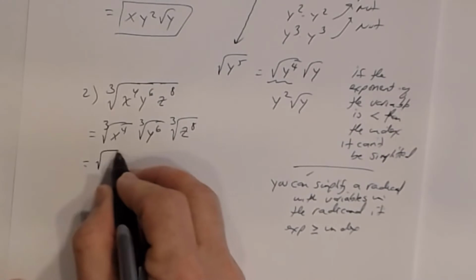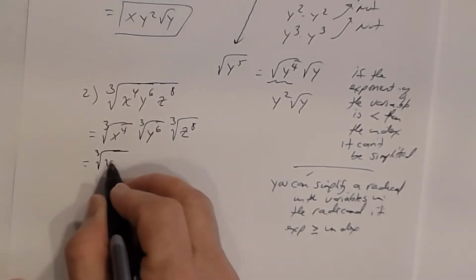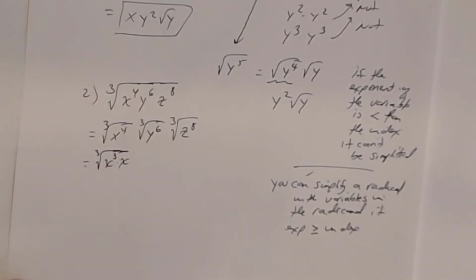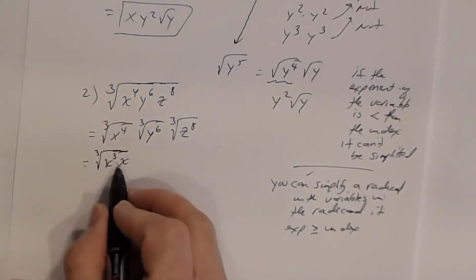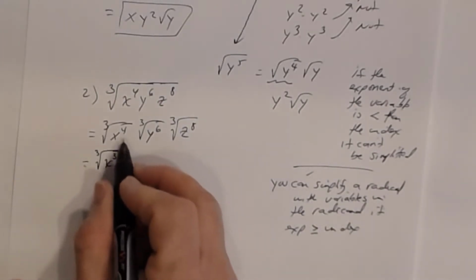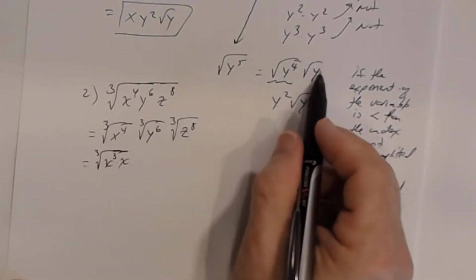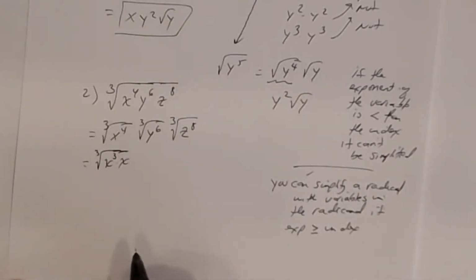So you're going to rewrite this as the cube root of x cubed times x. Cube root of x cubed times x. When you multiply like bases, you add exponents. 3 plus 1 is 4. 4 plus 1 is 5.